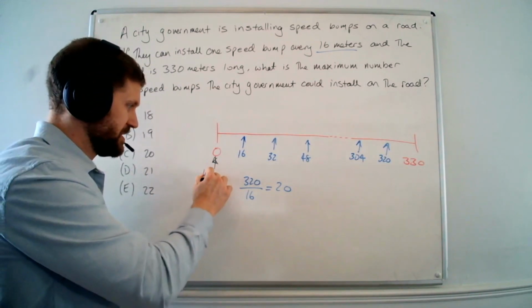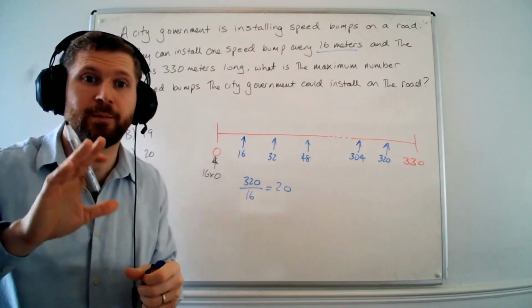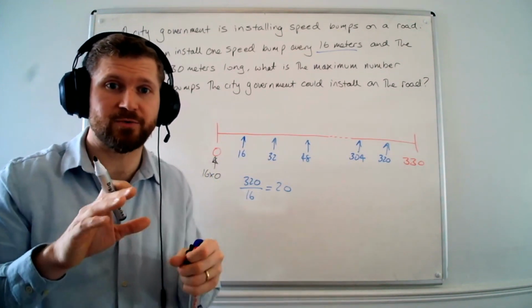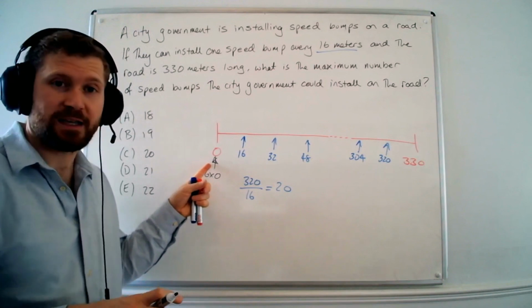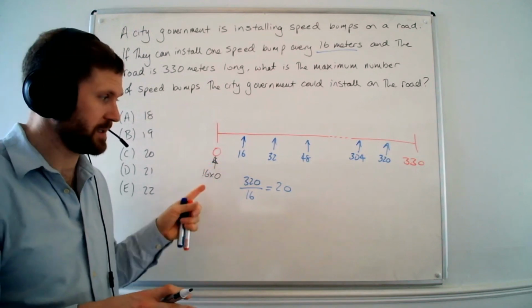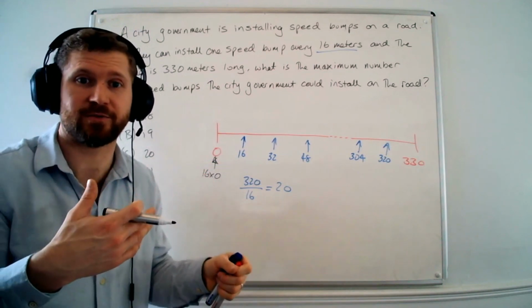But I want you to remember this idea that 0 is also in the 16 times table. It's 16 times 0, yes, fair enough, but it is in the 16 times table because we're going to be using that later on. If I can put a speed bump at the 0 point, hey, I can add 1 onto my 20 list and the answer will be 21.